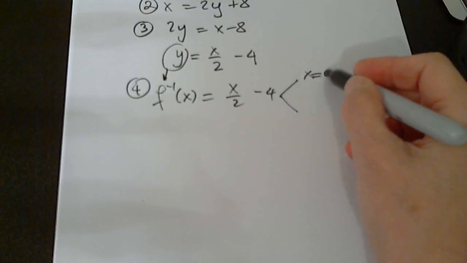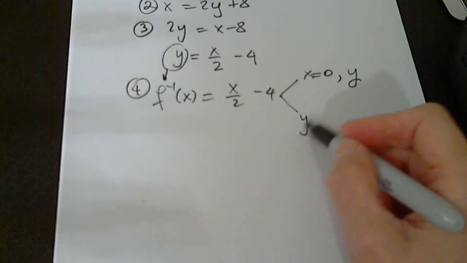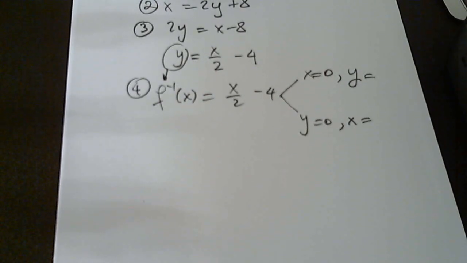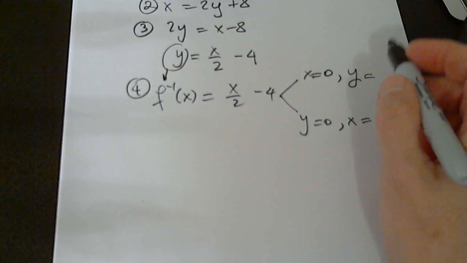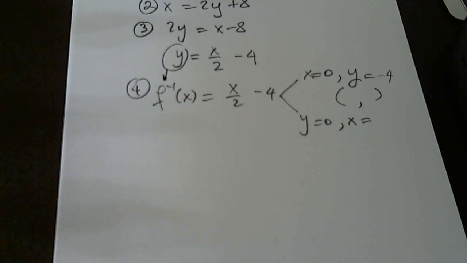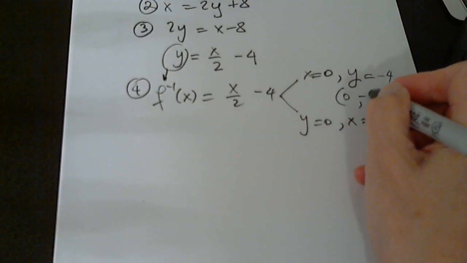I need two ordered pairs because I need to graph it. When x is 0, how much is y? And then when y is 0, how much is x? Can anyone tell us when x is 0, how much is y? -4. Yes. What is the ordered pair that we just determined here? 0, -4. Yes. Do not move on before you write the ordered pair.